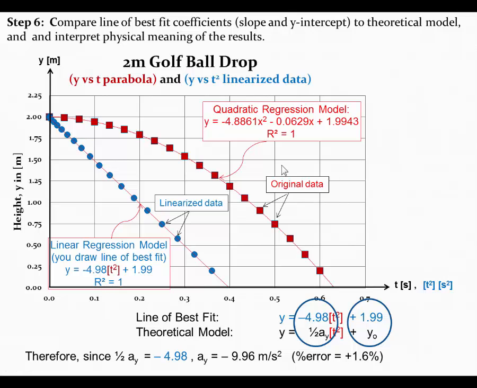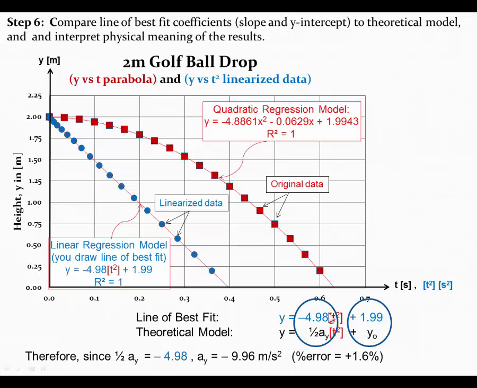Finally, the last step in the process is to analyze what this means. And what we need to do is, let's write down our line of best fit. All right, here's the line of best fit we just developed. Then we're going to write down what our theoretical model is that we're basing this on. It's 1/2 ay t squared plus y naught.